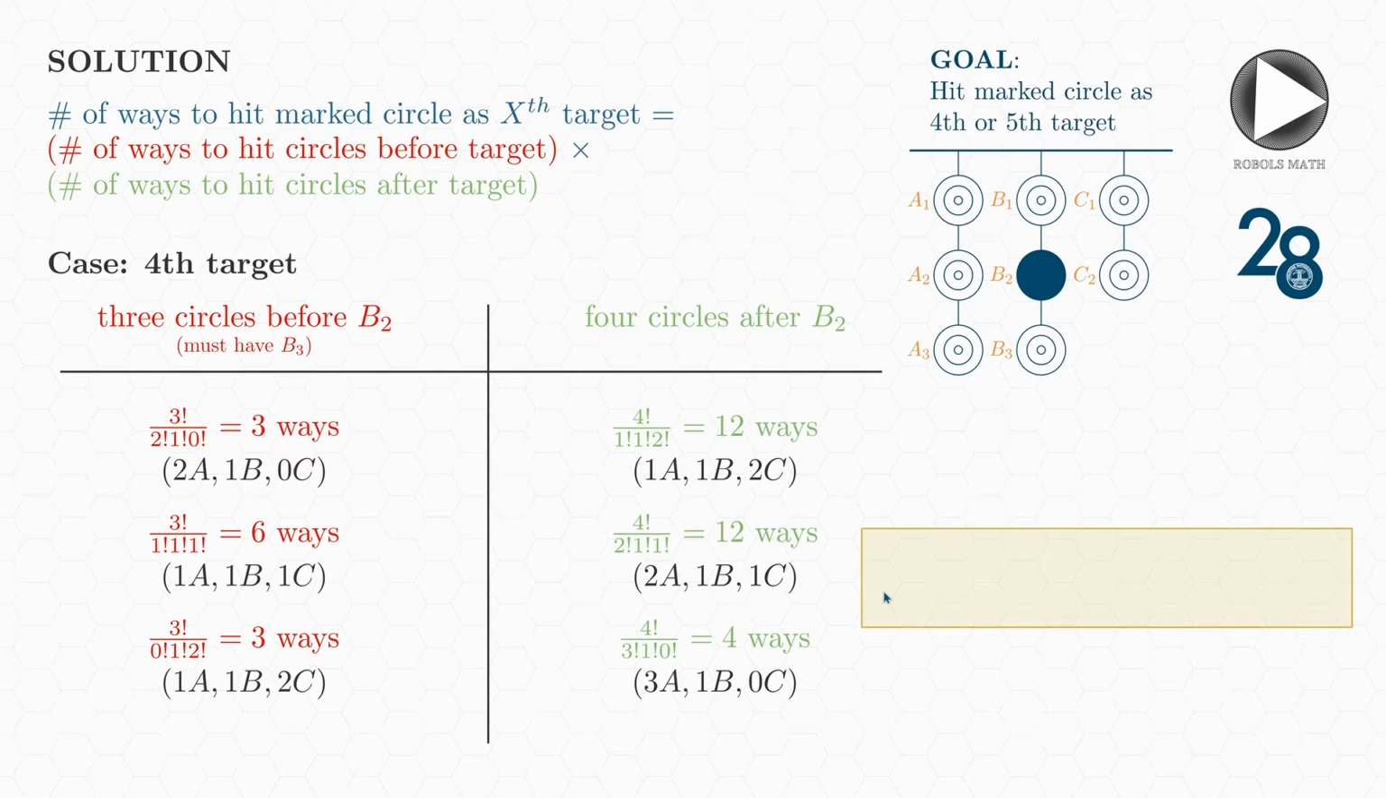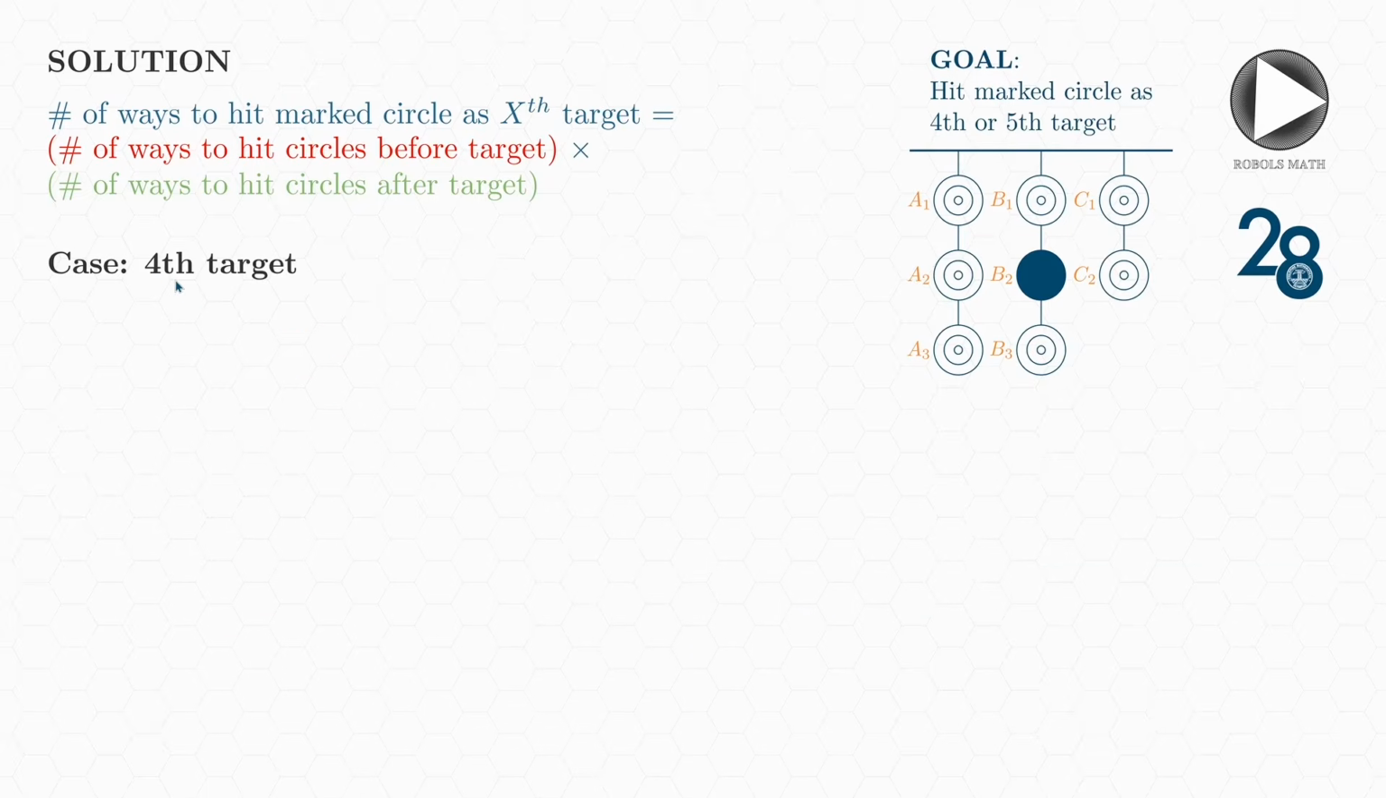So the total number of ways to hit the marked target as the fourth target is 3 times 12 plus 6 times 12 plus 3 times 4, for a total of 120 cases. Okay. I hope we're making sense here. I hope you have followed so far. So that's the first case, the case that the target is hit as the fourth target. And we have said that there are 120 ways to do that.